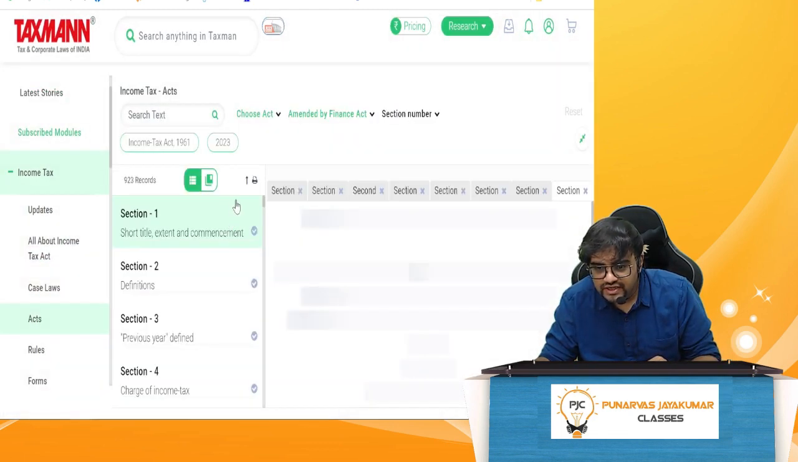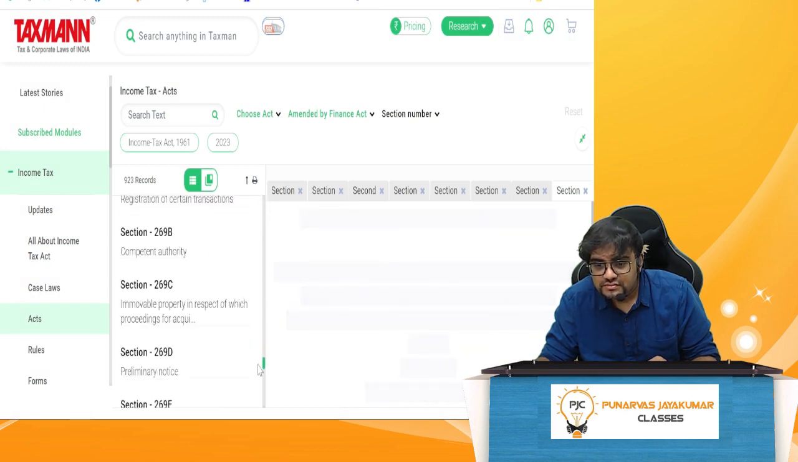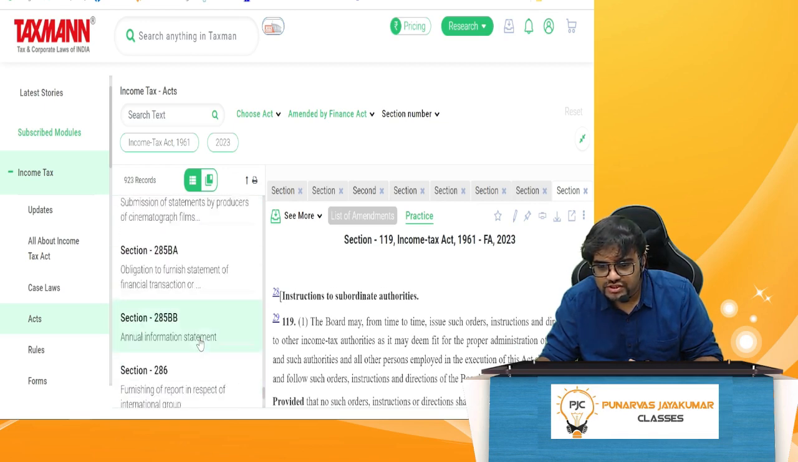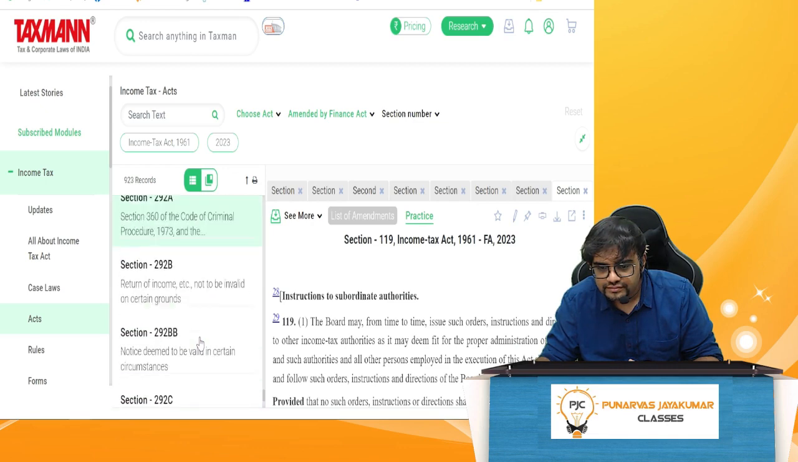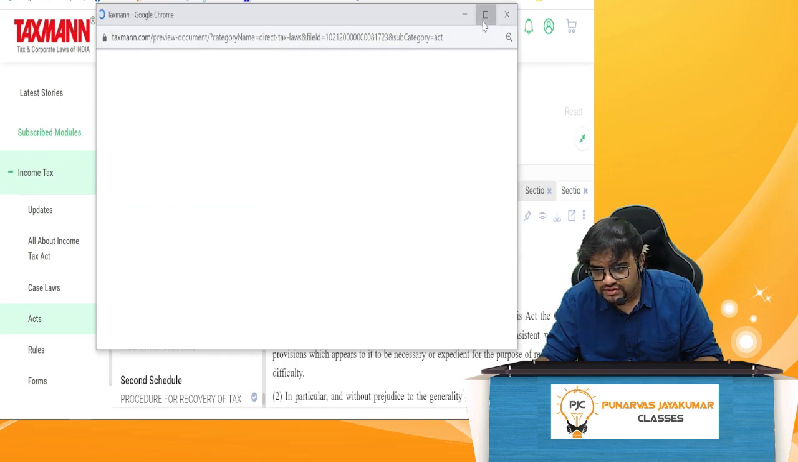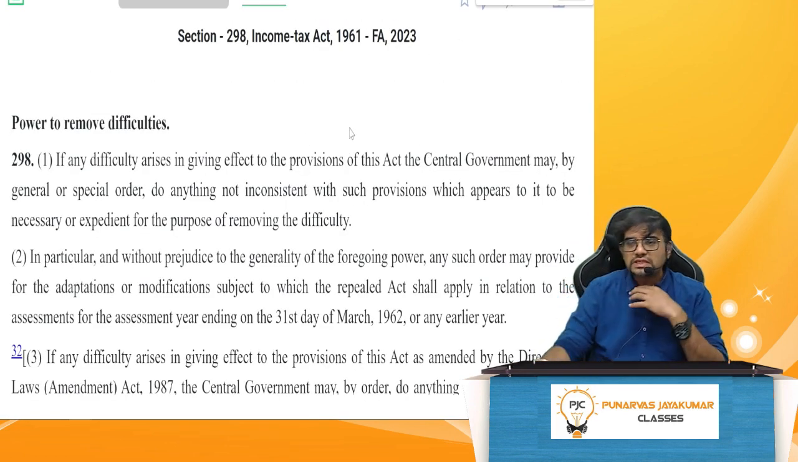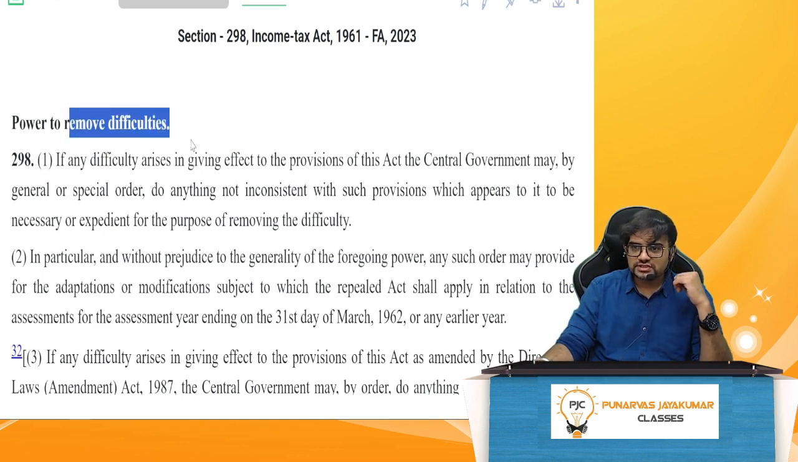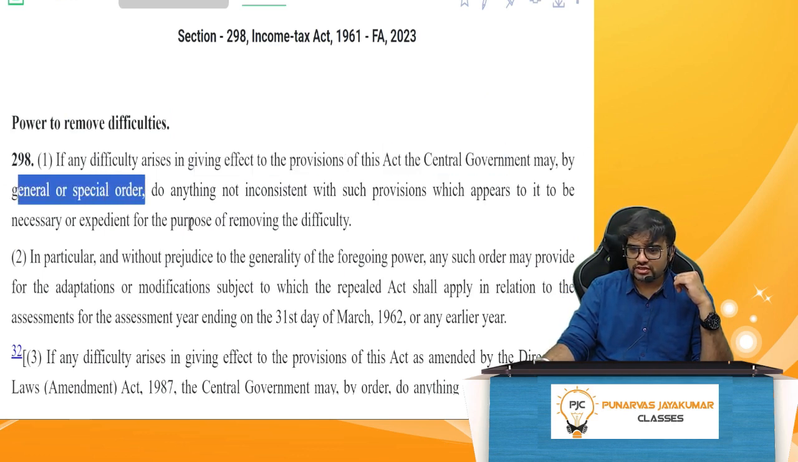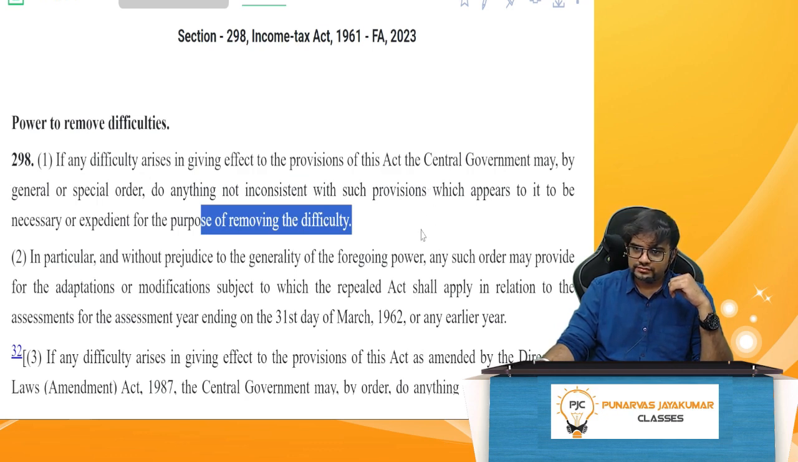Just like, where is the power to make rules? Which section? 295, right? Power to make rules is 295. We saw that the power to make rules is 295. Like that, you see 298. Since you asked, I am telling. See here. Power to remove difficulties. If any difficulty arises in giving effect to the provisions, it may by a general or special order remove the difficulty. So if there is an interpretation problem in some of the sections, then they may issue the removal of difficulty order.